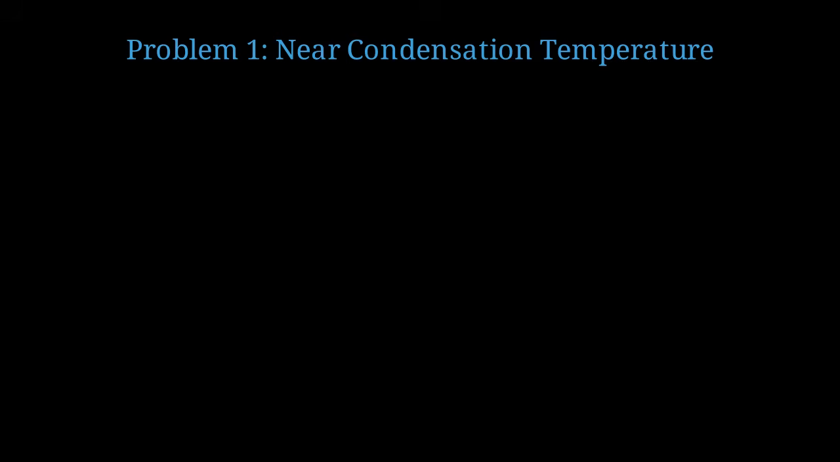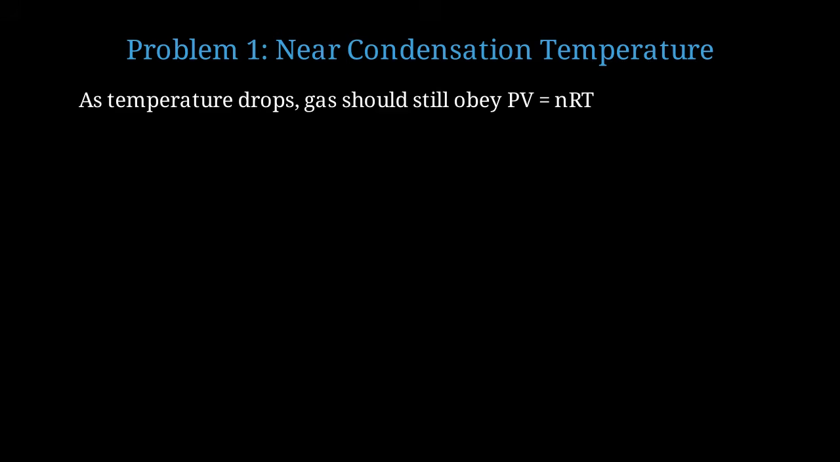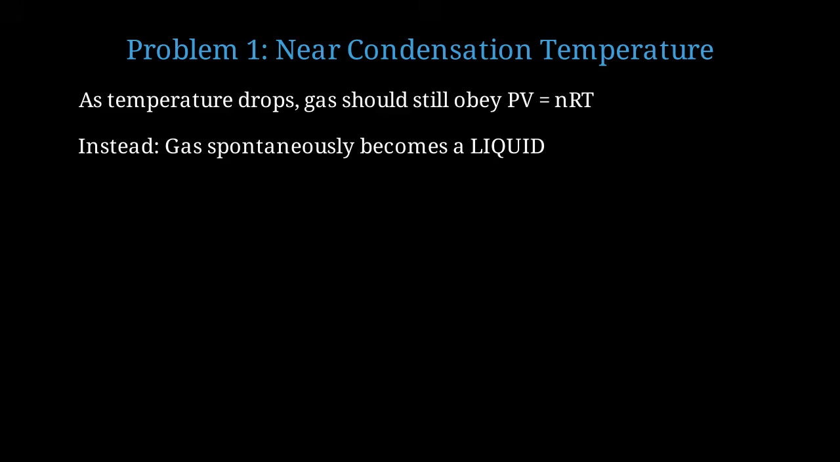This is the temperature where a gas turns into a liquid. According to the ideal gas law, as you cool a gas, it should continue to obey PV equals nRT all the way down to 0 Kelvin. Instead, something dramatic happens. The gas spontaneously transforms into a liquid at a specific temperature. The ideal gas law predicts nothing of the sort.